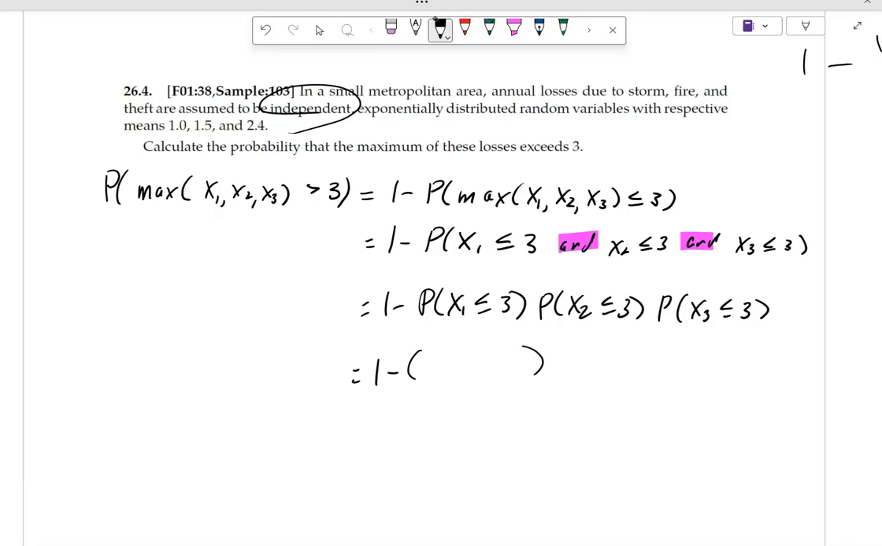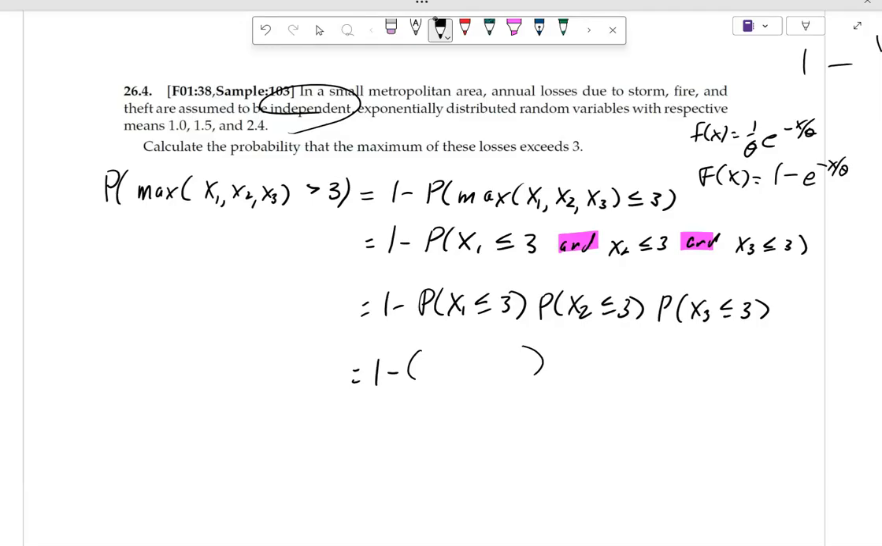Do we remember what the CDF is for an exponential? So the PDF is 1 over theta, that's an ugly looking theta, e to the minus x over theta, right? What's your CDF? Yeah. It's 1 minus e to the negative x over theta, right?